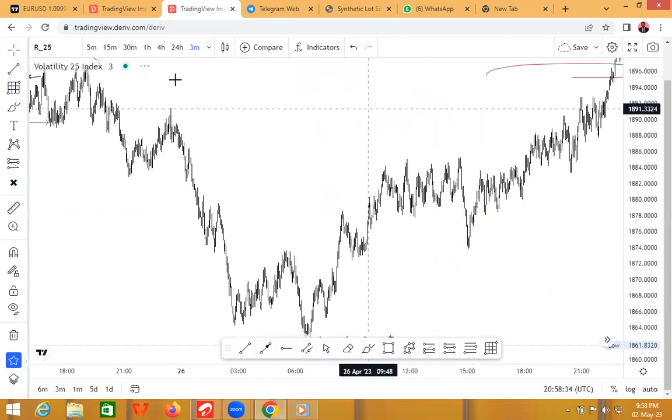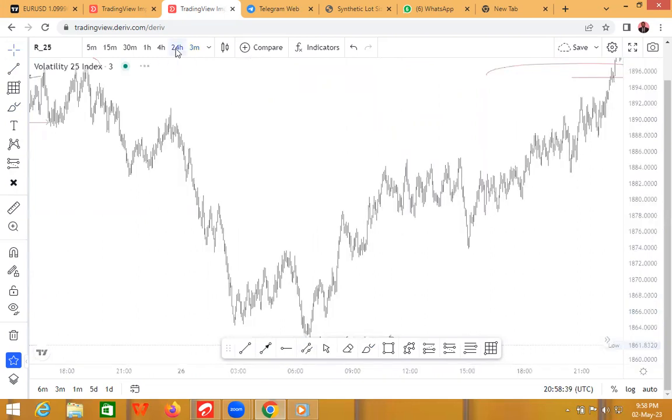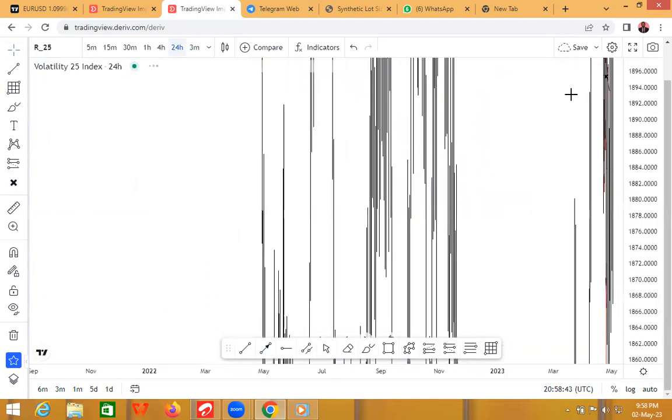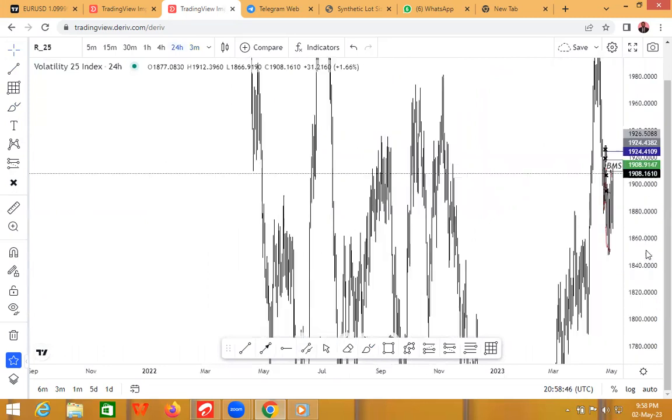Now, let me tell you the trade I caught today and how I caught the trade on this 25. Let me tell you that. Let me show you the trade I caught and how I caught that trade.